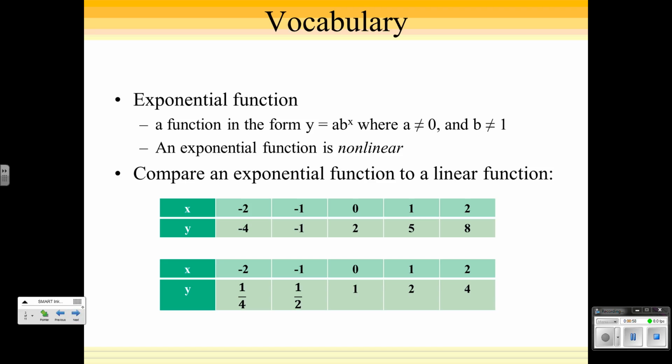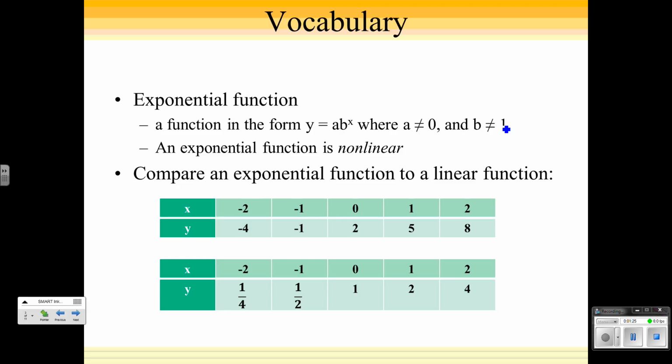And here's our vocabulary. An exponential function is just this. It's a function in the form y equals a times b to the x power, where a is not 0 and b is not 1. If we have a equal to 0, every time, no matter what x is, 0 times whatever b to the x power is, we'd have 0. We'd have no function. It would just be y equals 0 every time.